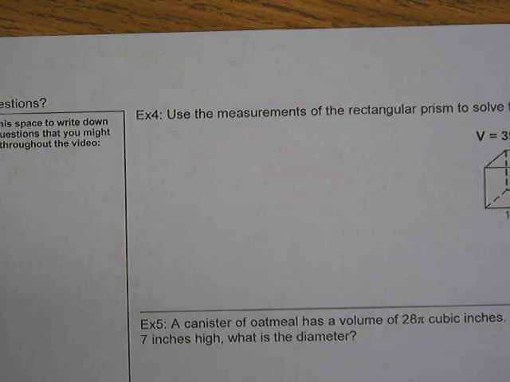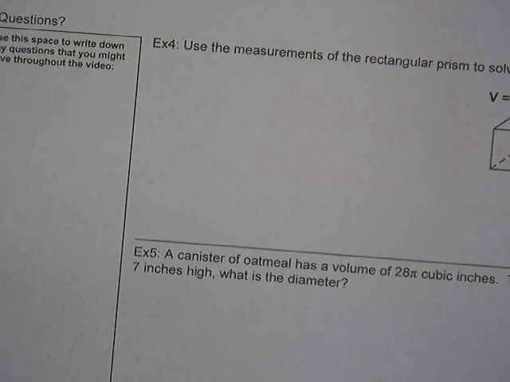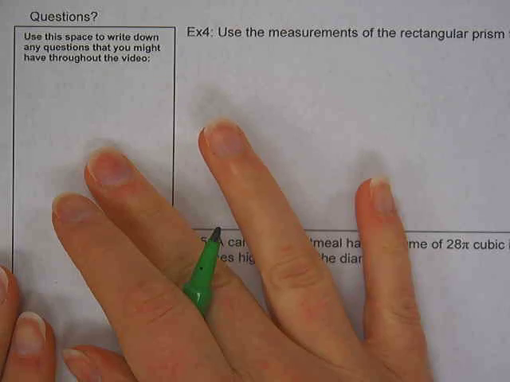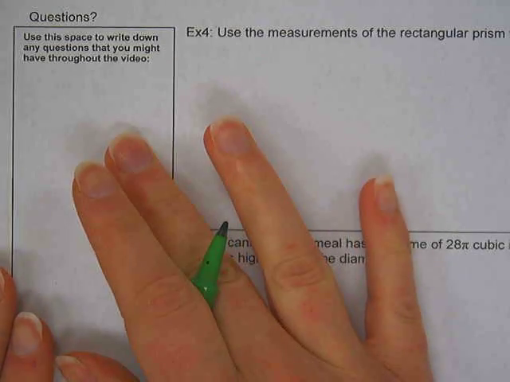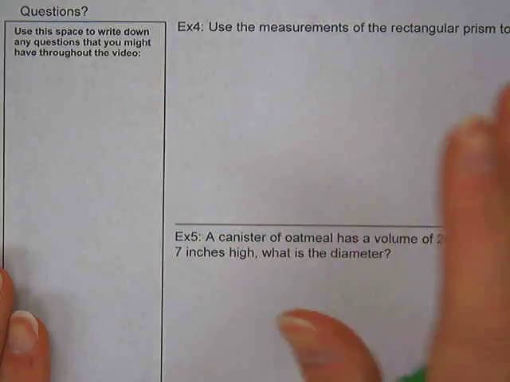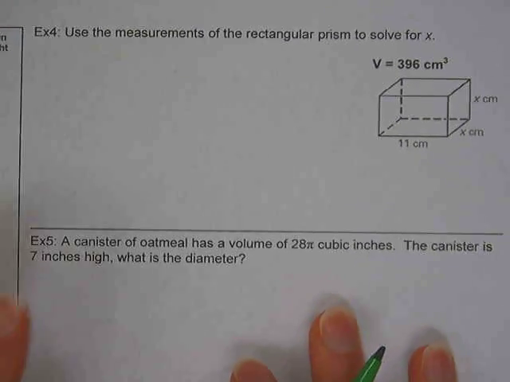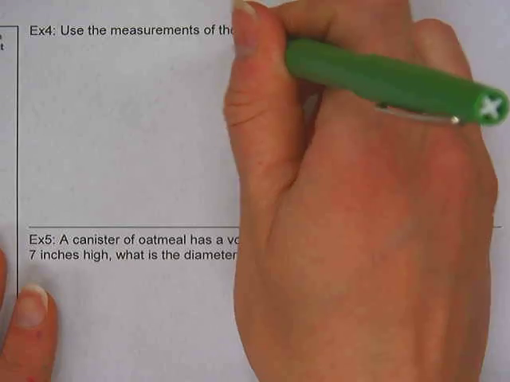This is page 2 for the volume notes, and hopefully you felt successful completing the first page. As you take notes, remember to write down any questions that you have or any other thoughts that you'd like to share with me regarding these examples. So looking at the first example here, we have a rectangular prism.